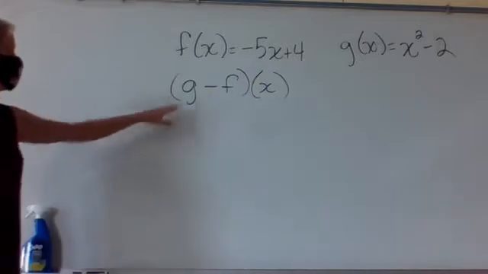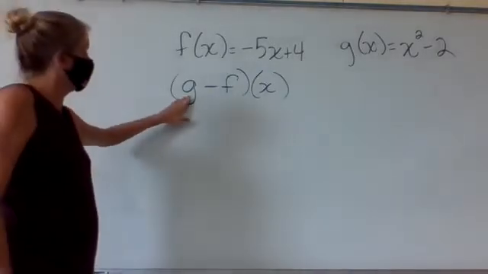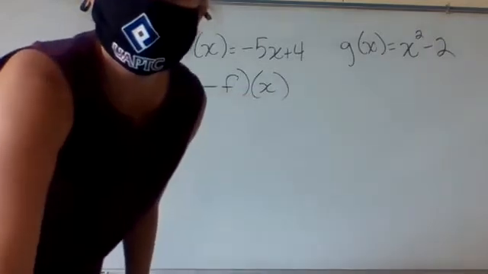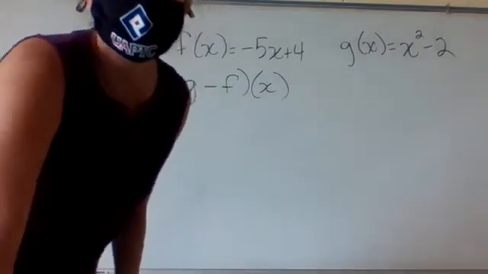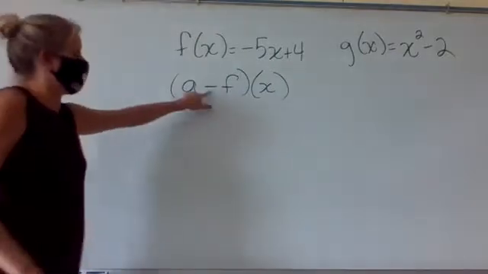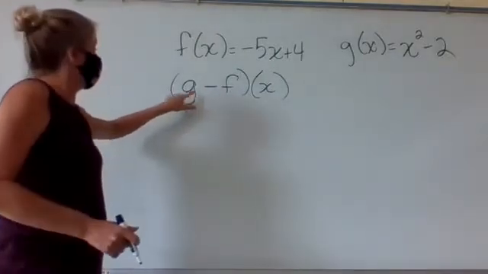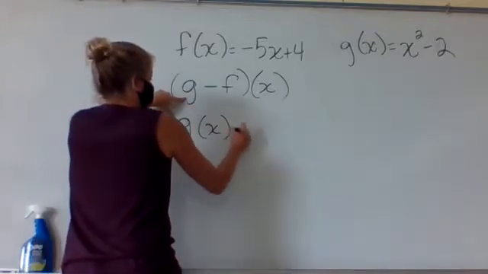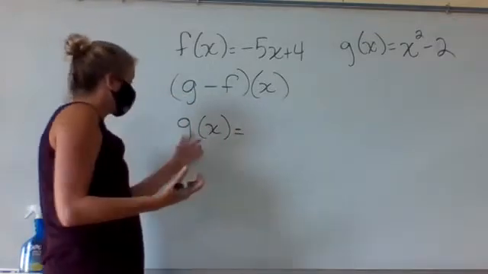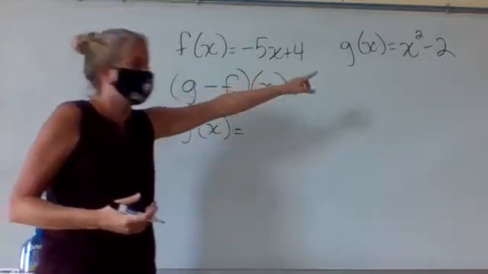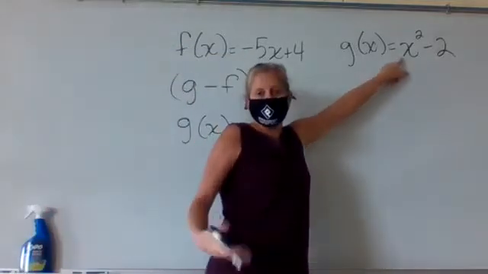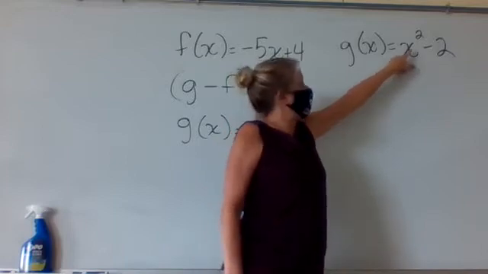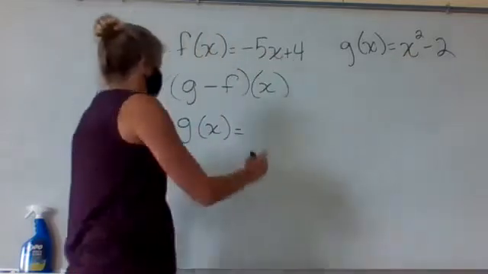This time it wants me to find g minus f of x. So what I'm going to do here is find g of x. Then I'm going to find f of x. And then I'm going to subtract them. So let's see, what is g of x? Well, this actually means go to your g function and replace the x with an x, which means don't change anything at all. So I'm still going to have x squared minus 2.